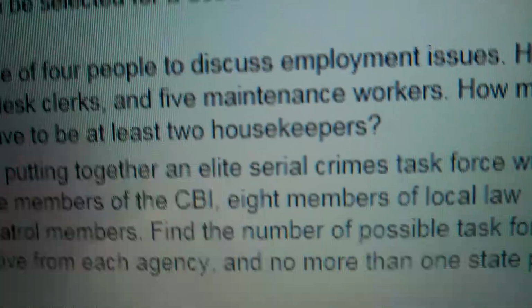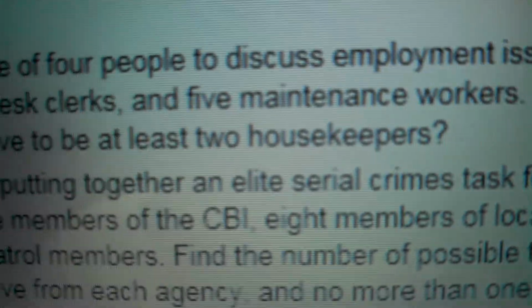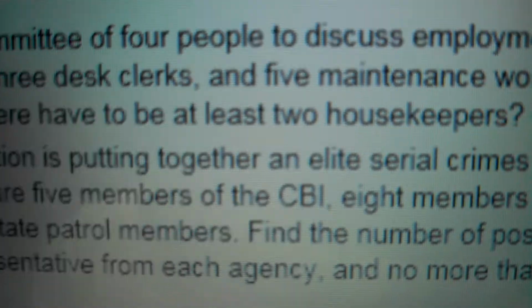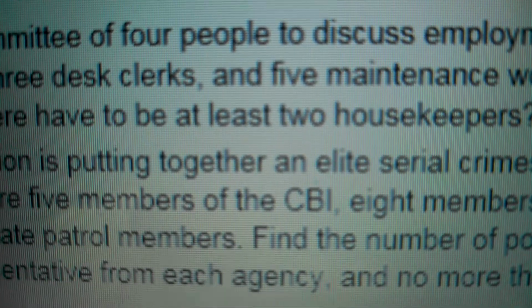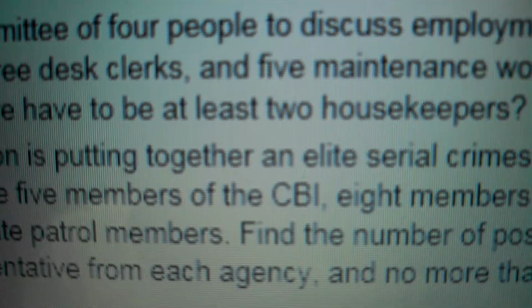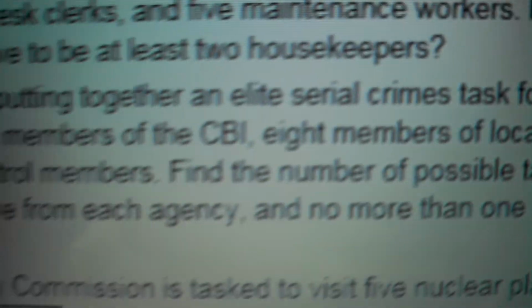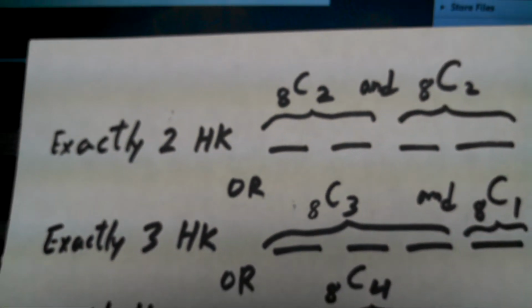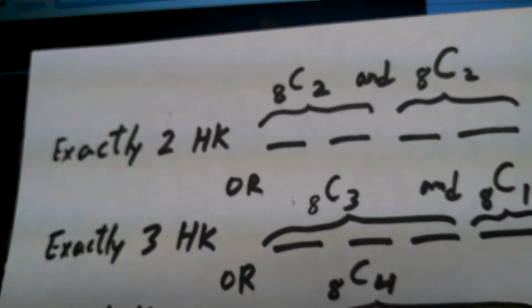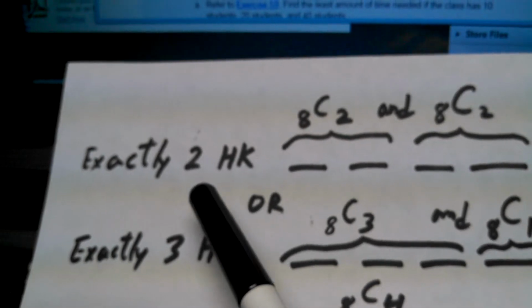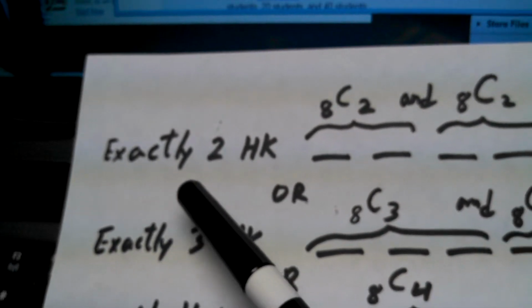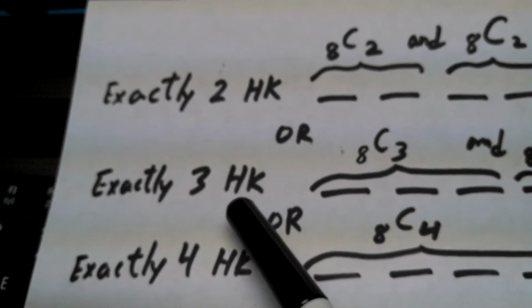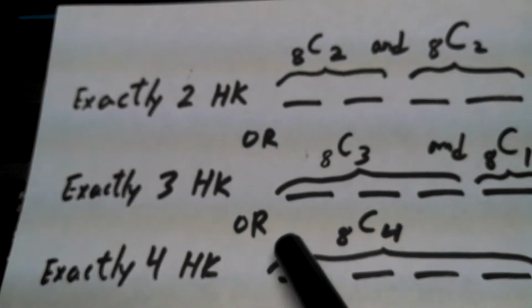So first of all, at least 2 means 2 or more. This means that there could be exactly 2 housekeepers, exactly 3 housekeepers, or exactly 4 housekeepers on the committee. This is the setup for this problem. As you can see here, we have 4 blanks for the 4 committee members, and the 3 possibilities: exactly 2, exactly 3, exactly 4 housekeepers.